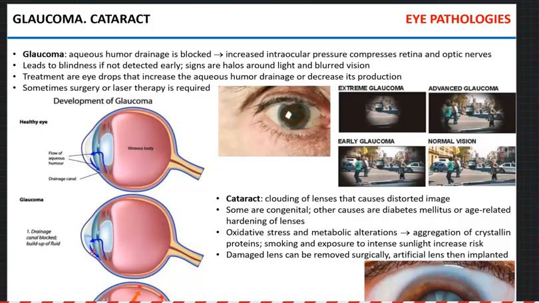A couple more pathologies, glaucoma and cataract. So we just talked about papilledema, right? The pressure from the inside. Glaucoma is the pressure from the front.